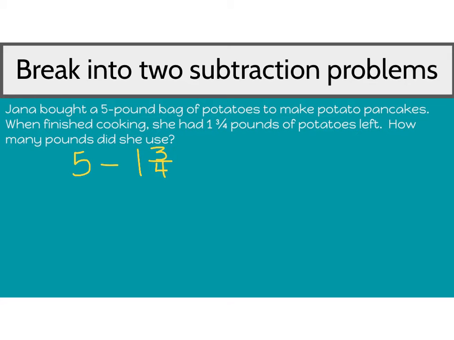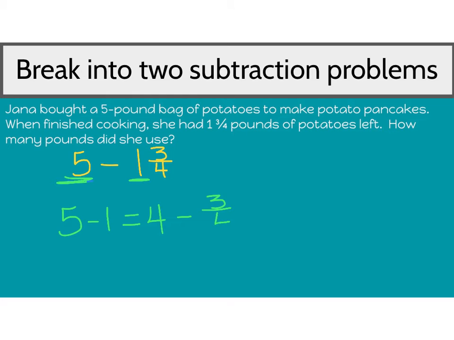3/4. Now, if we're going to break this into two subtraction problems, we are going to grab the whole numbers. My whole number here is 5. And we have a whole number of 1. So I'm going to grab the whole numbers: I have 5 minus 1. That gives me 4. And we only have one fraction, 3/4. So we're going to have to take 3/4 from 4.